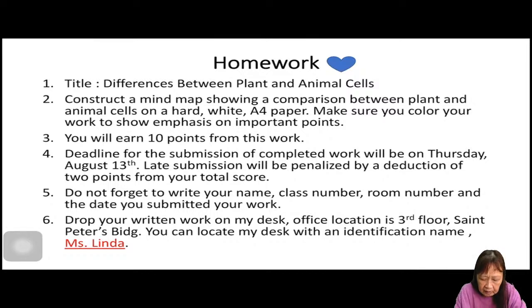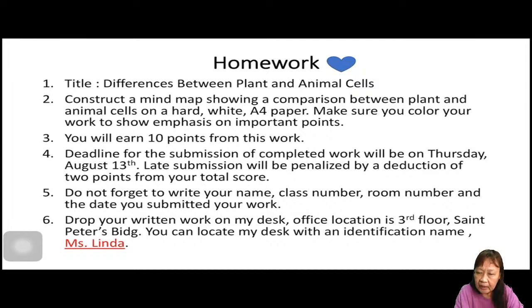Okay. Number 4, deadline for submission of completed work will be on Thursday, August 13th. On Thursday, I will be staying in that office from about 10 o'clock to 12 noon. So like 2 hours I will be there. And after that time, I have to go back to Assumption Building to teach the young kids. Okay? Please submit on time.